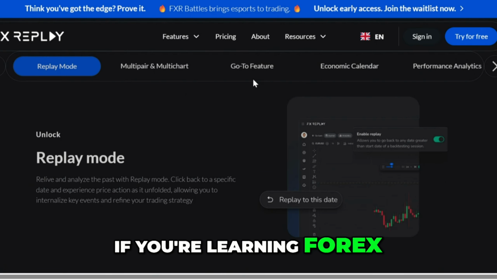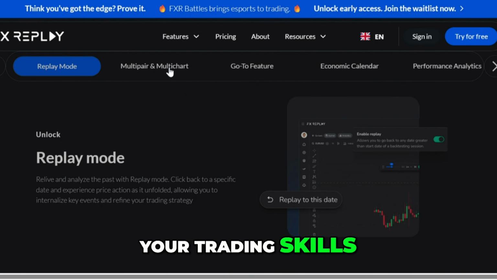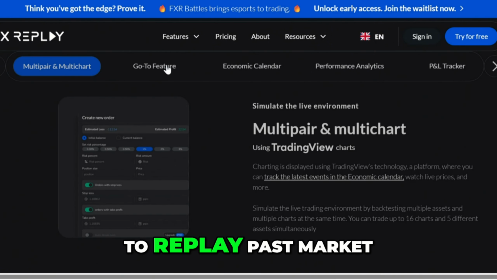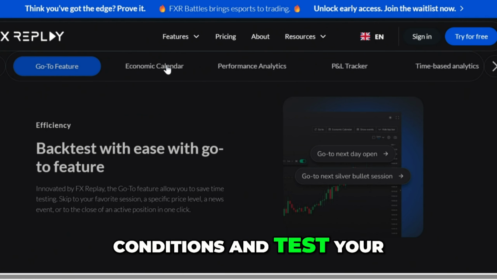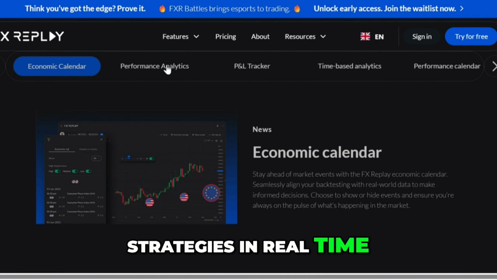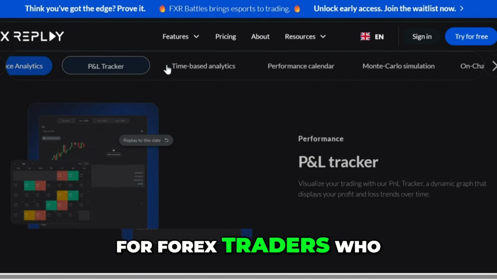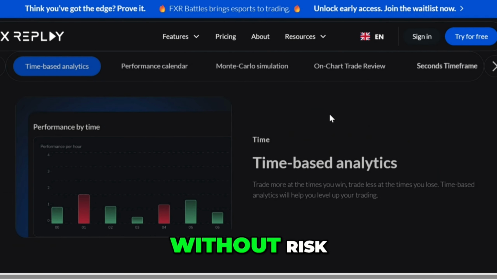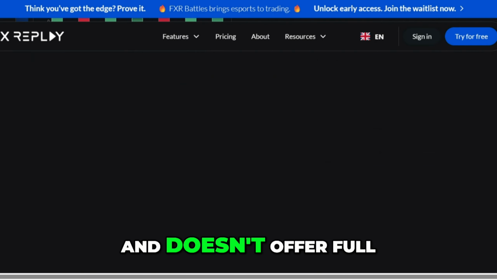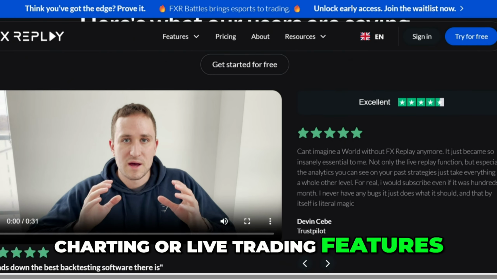If you're learning Forex or want to hone your trading skills, FX Replay allows you to replay past market conditions and test your strategies in real time. It's a unique feature for Forex traders who want to simulate trades without risk. But it's more niche and doesn't offer full charting or live trading features.